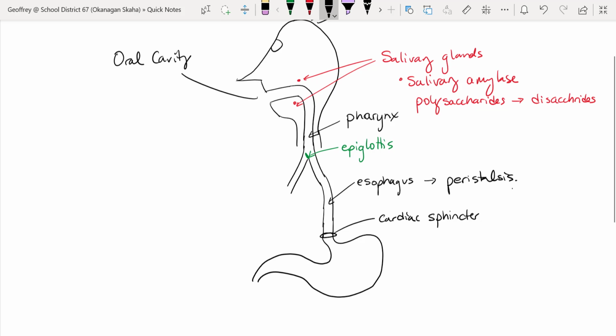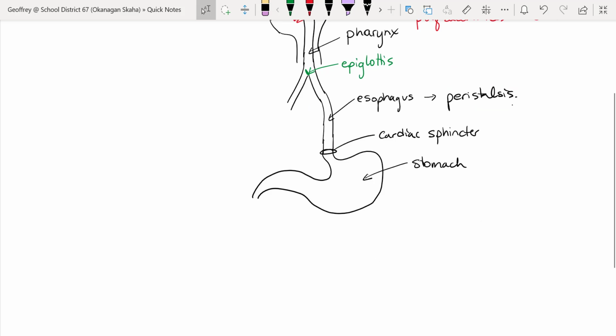All right, and then we've got our stomach, and remember that our stomach physically breaks things down into smaller bits. It churns and squeezes, but the stomach also produces HCl, hydrochloric acid, and pepsinogen. Now this is found in our gastric pits.